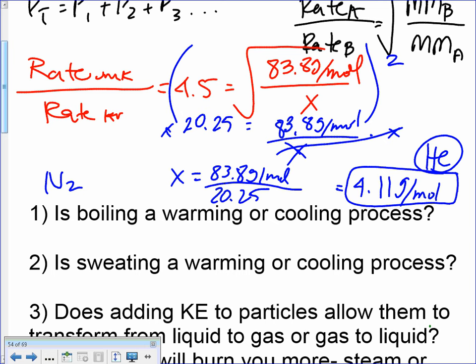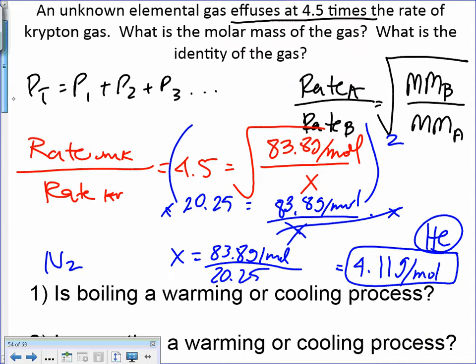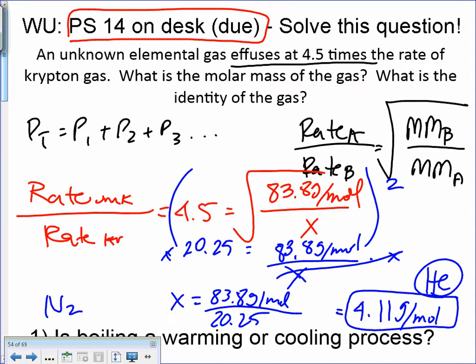Like, is this a gas? Can this be the elemental gas that's in the question? That would be helium for this case, but something else for another case.